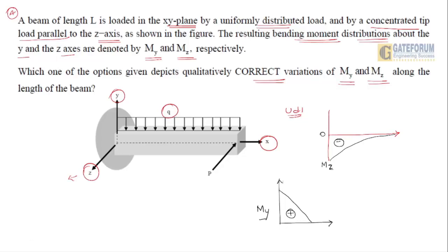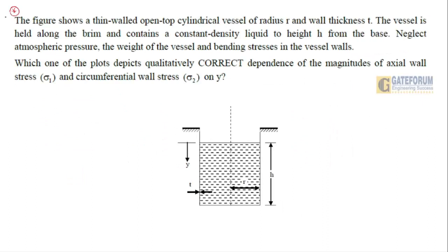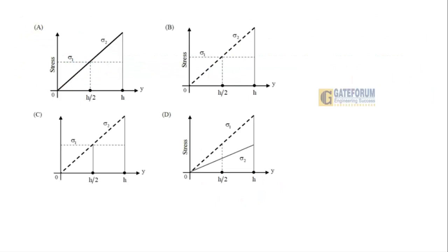Right, moving to the next question. The figure shows a thin walled open top cylindrical vessel of radius R and wall thickness t. The vessel is held along the brim and contains a constant density liquid of height h from the base. Neglecting atmospheric pressure, the weight of the vessel and bending stress in the vessel walls, which one of the plots depicts the qualitatively correct dependence of the magnitudes of axial wall stress sigma 1 and circumferential wall stress sigma 2? This is the question given to you, right? And the diagrams are stated in this way.